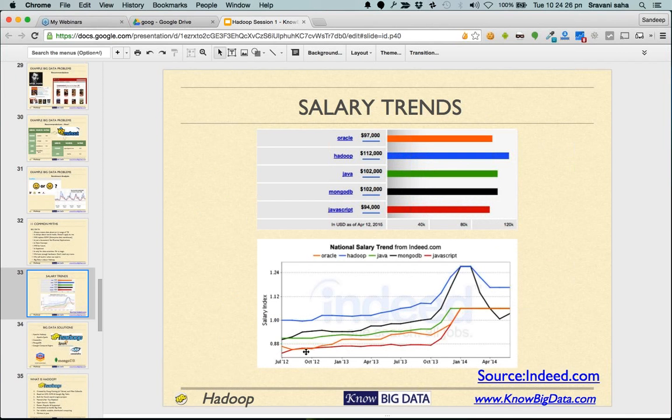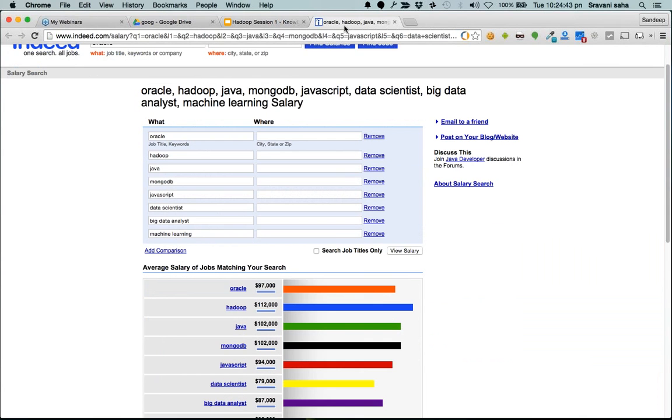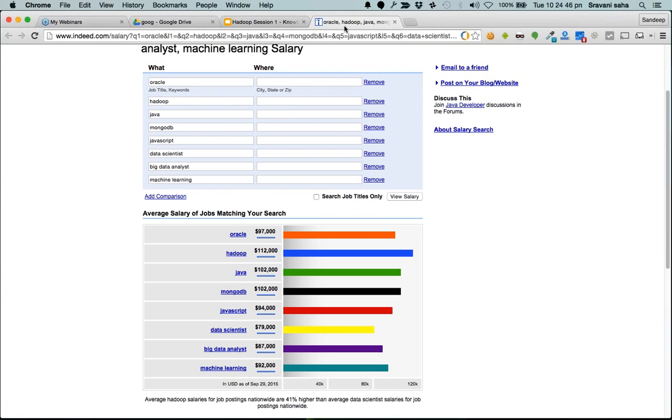Now the salary trends. This is a snapshot I took some time ago from Indeed.com. There you can easily see that Hadoop salaries are the highest. You can see that this graph is also true as of today. The average Oracle salary is 97,000 USD, while Hadoop salary is 112. Java MongoDB is 102 and JavaScript is 94. Data scientist is actually lesser. Can you believe this?